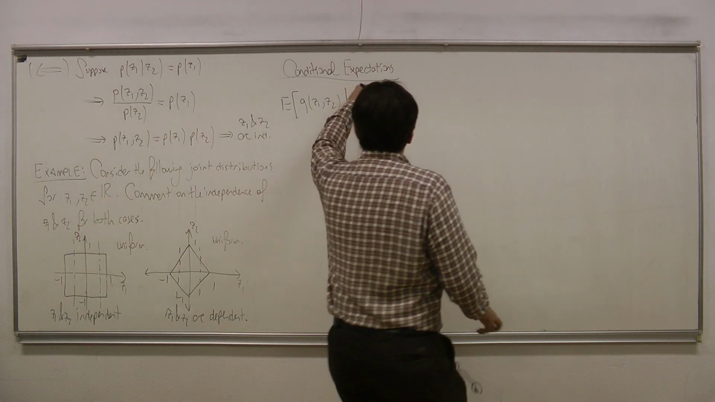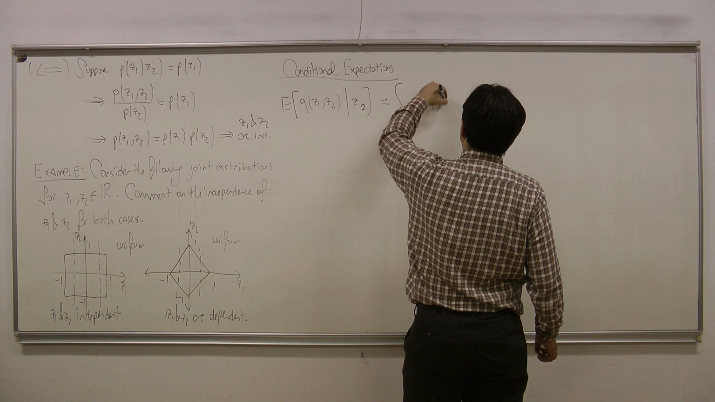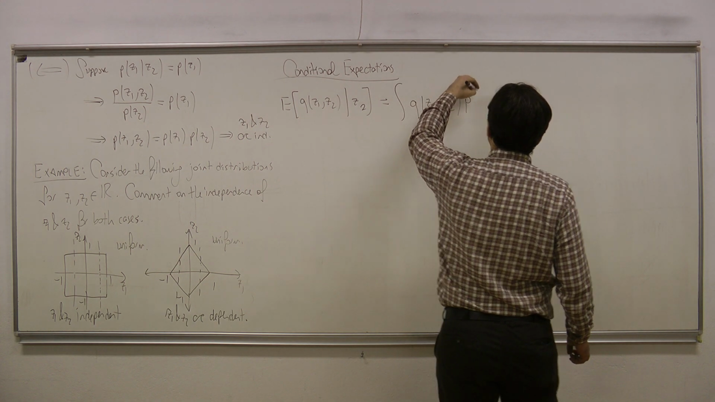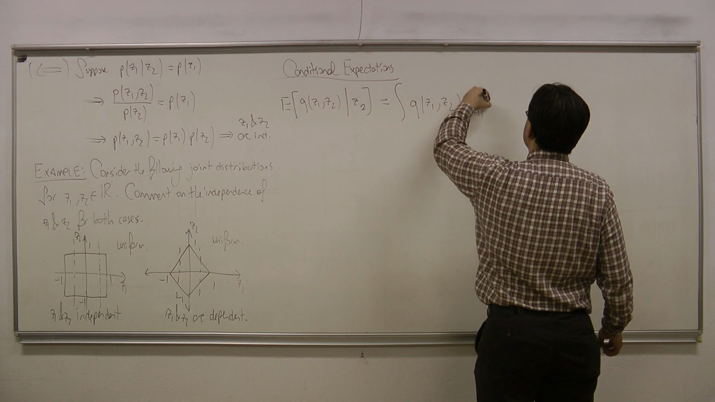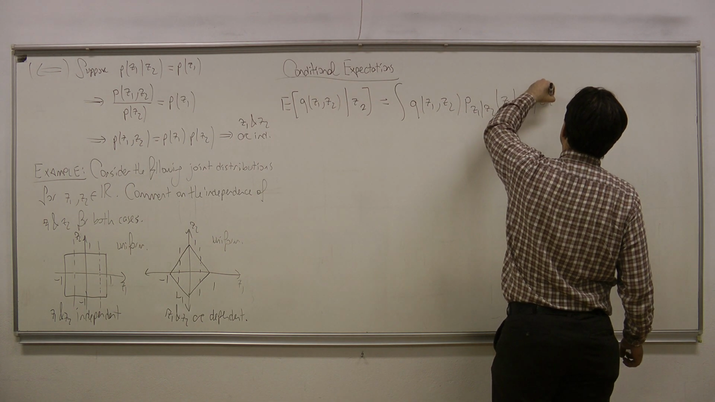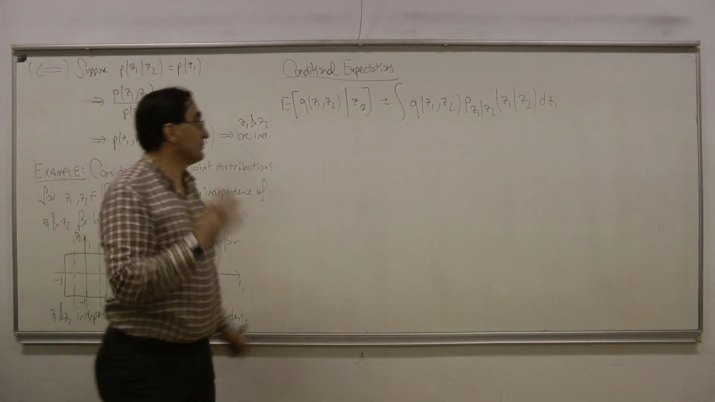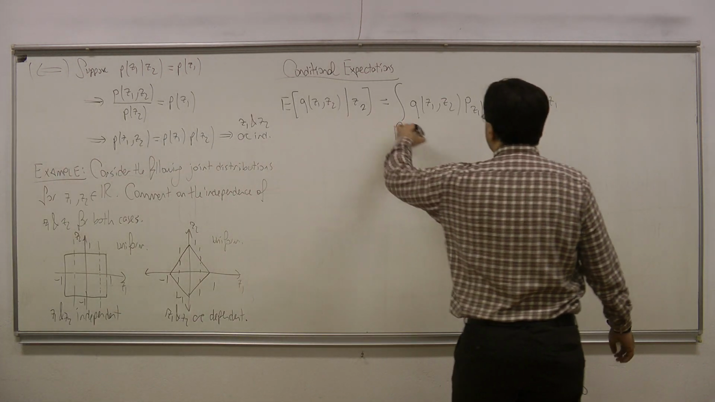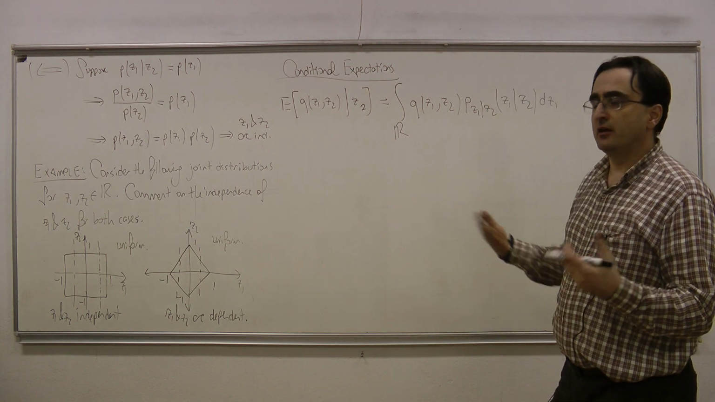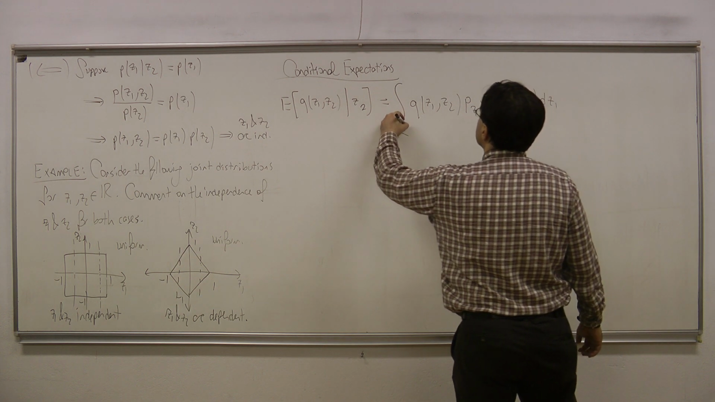So this is nothing but an integral. I have the function q of Z1, Z2, and I have p of Z1 given Z2. And this is the integral over Z1. If I don't write the integration limits, that means it is over the whole space of the random variable Z1.